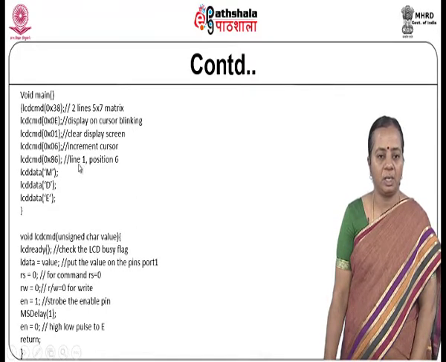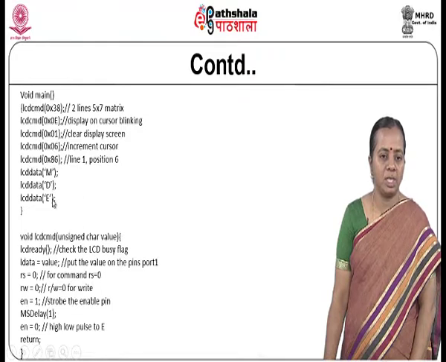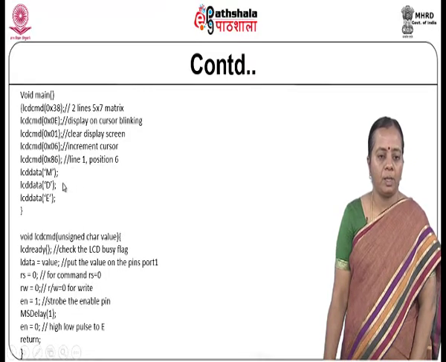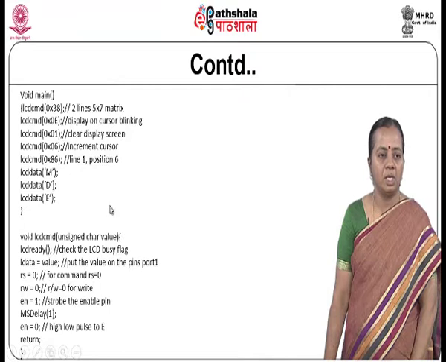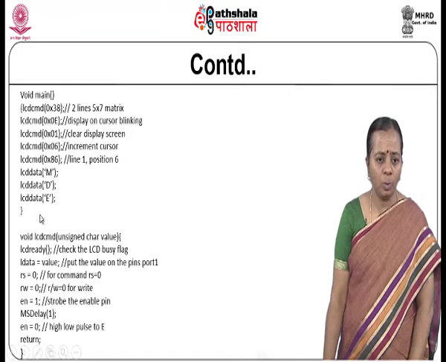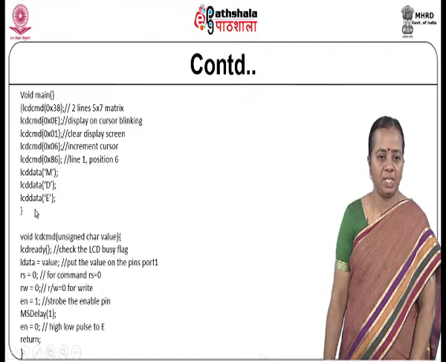Then, in the first line at the 6th position, we want to show M, so we call LCD_DATA, a function to display M. Then LCD_DATA D displays D in the second position, and LCD_DATA E displays E in the next position. So from the first line's 6th position onwards, the position increments by one each time and each character gets displayed there.